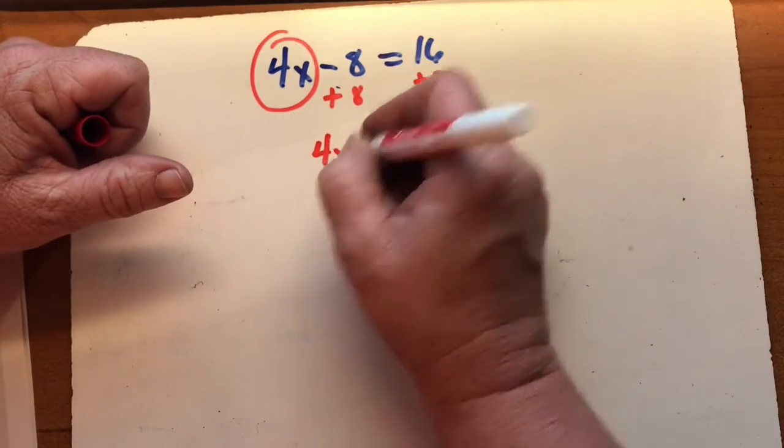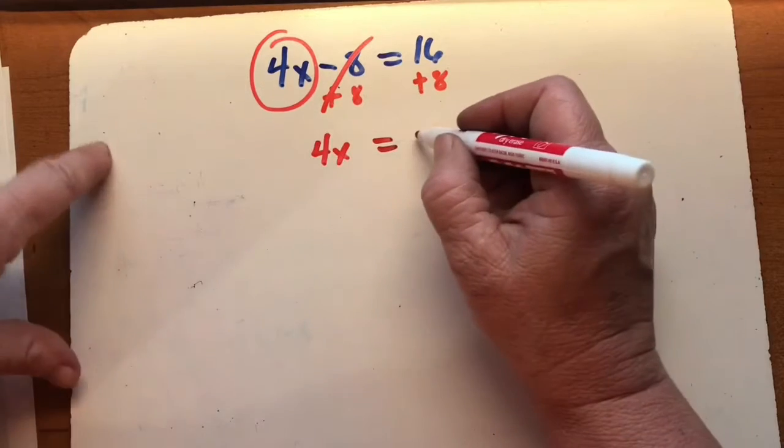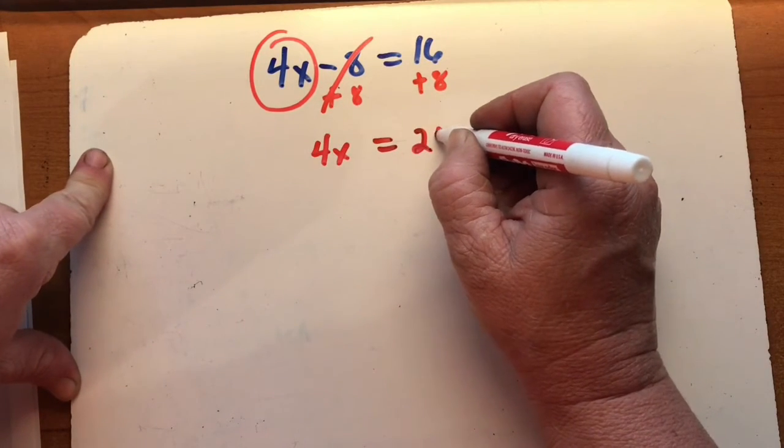So I'm left with 4x equals 16 plus 8, which is 24.